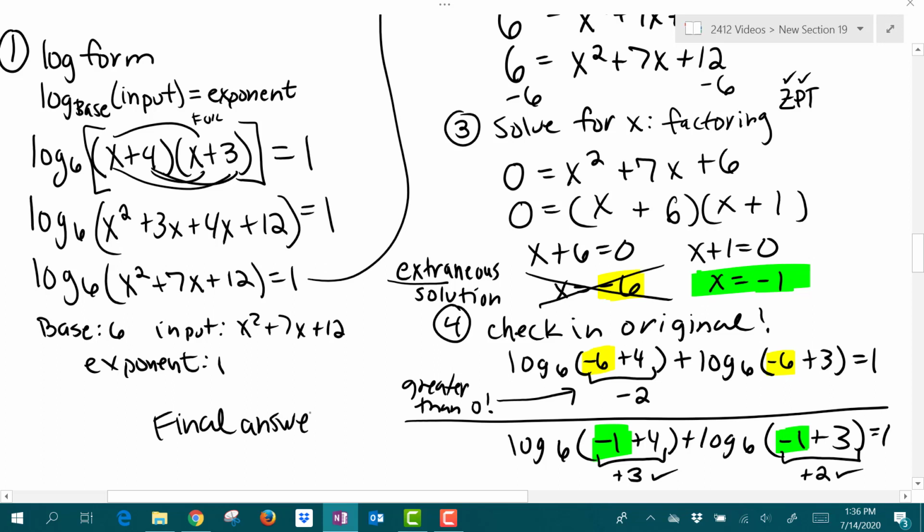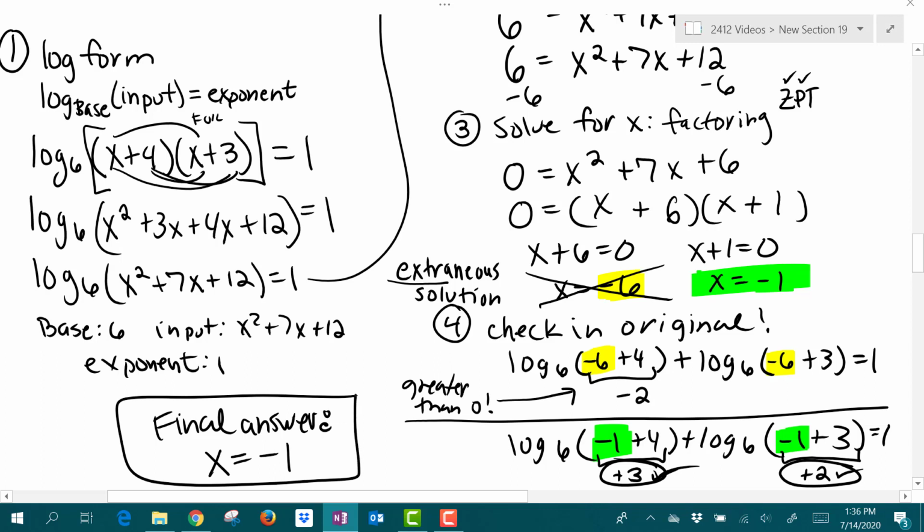So we never said that we cannot have negative solutions. So be careful there. What we said is that we're not allowed to have a solution that, when it gets plugged into the log, makes the overall input into that log turn out to be negative. As long as the inputs of those logs turn out to be overall greater than 0, then we're good to go. So our final answer here is x equals negative 1.